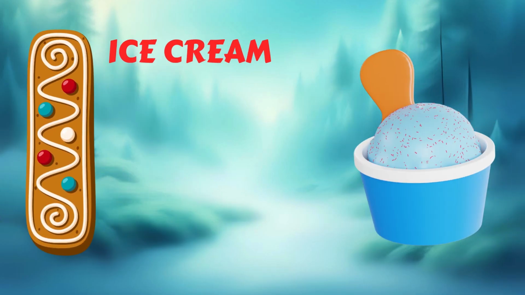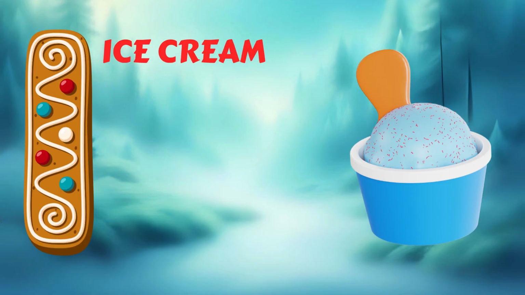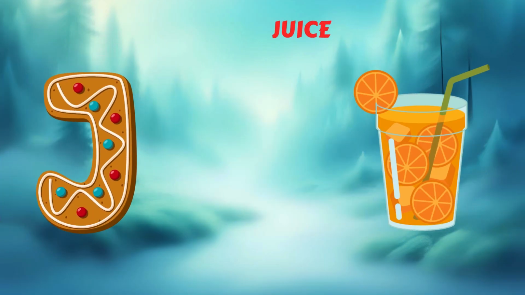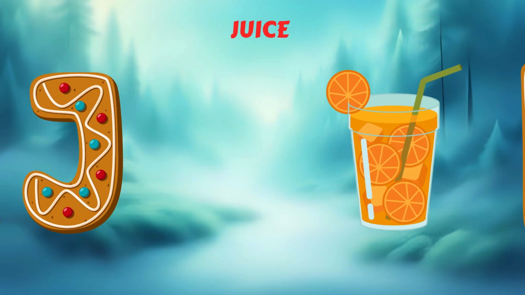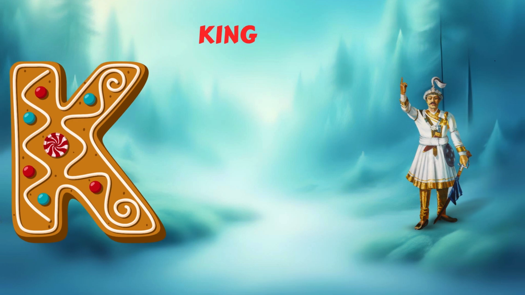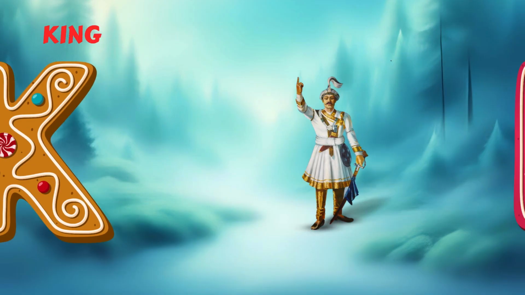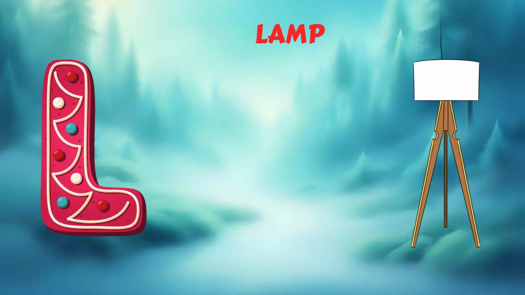I is for ice cream. J. J is for juice. K. K is for king. L. L is for lamp.